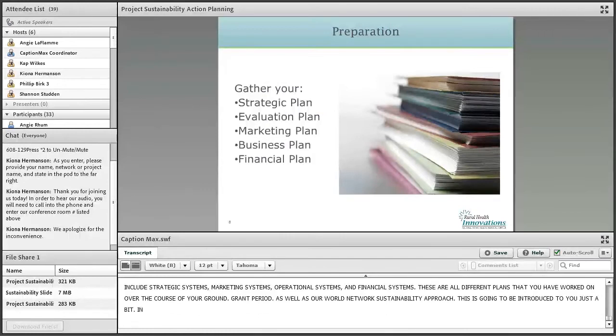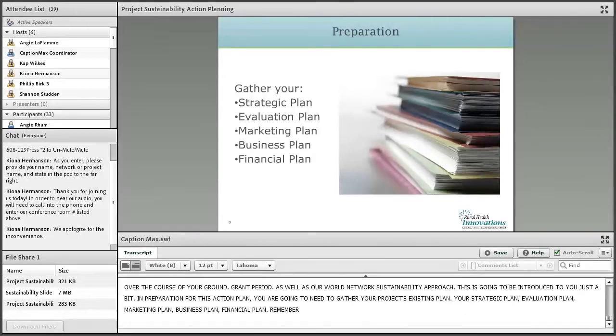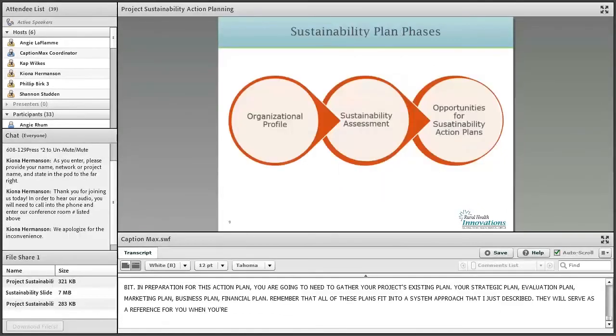So in preparation for creating your Sustainability Action Plan, you're going to need to gather your project's existing plans. So your strategic plan, your evaluation, marketing, and business plan, and then also a financial plan if your network has one separate from the one created in your business plan. And remember that all of these plans fit into the systems approach I just described, and they'll serve as a reference for you when you're developing your sustainability plans.